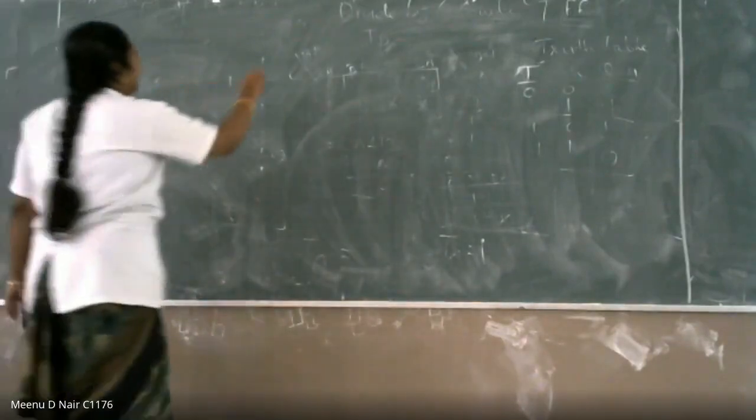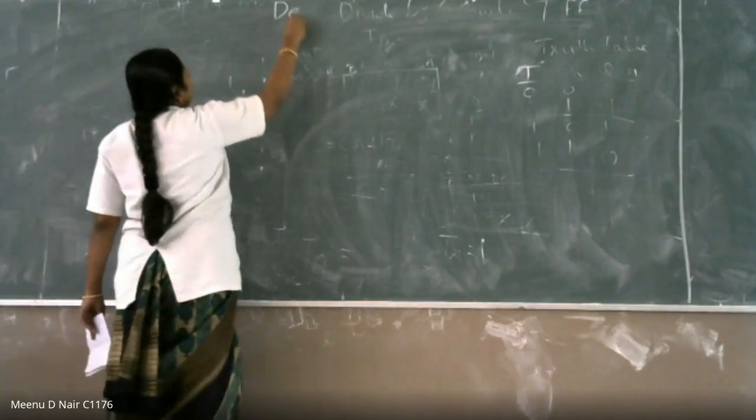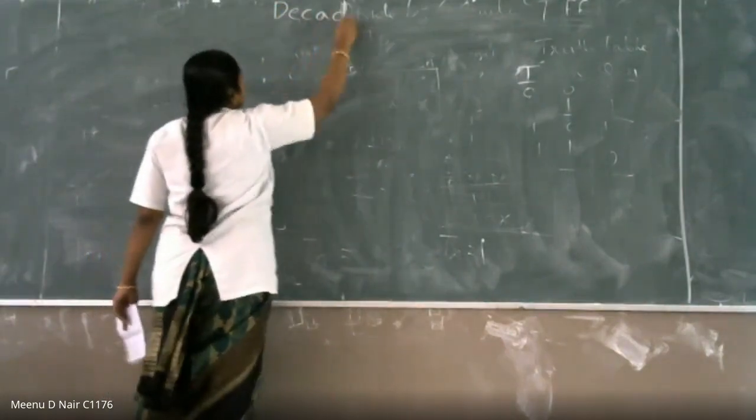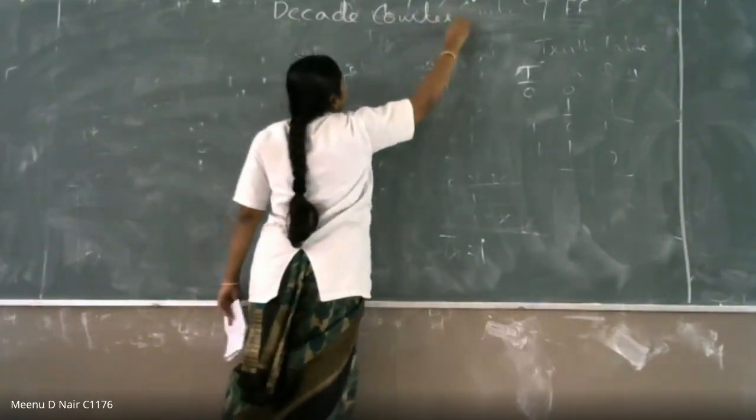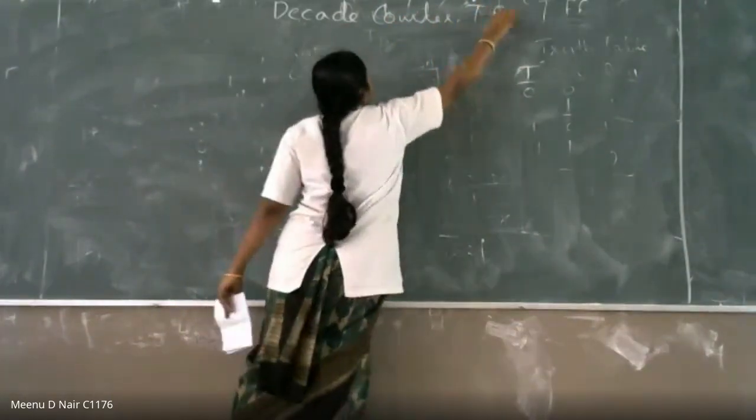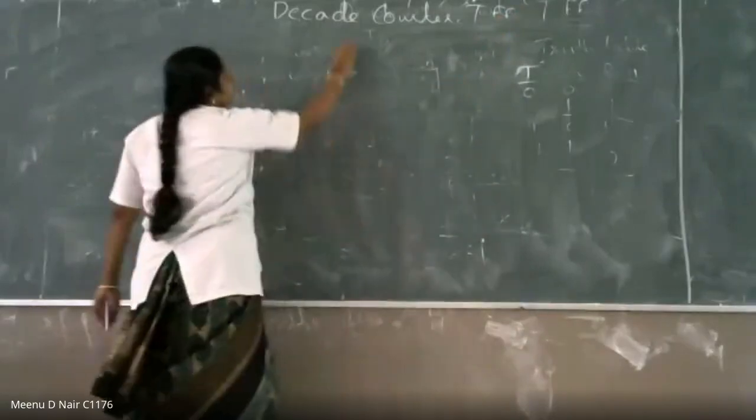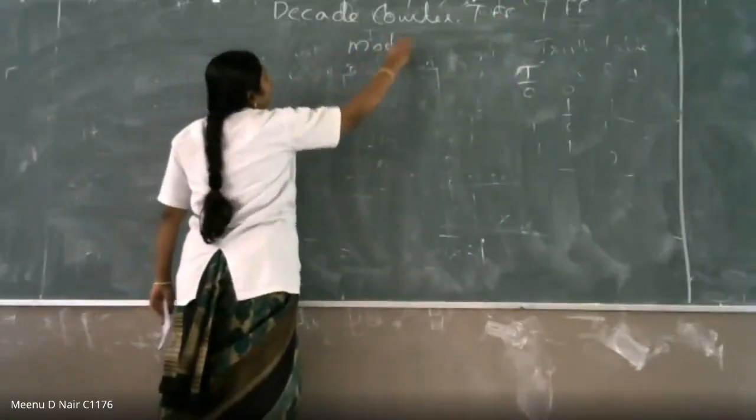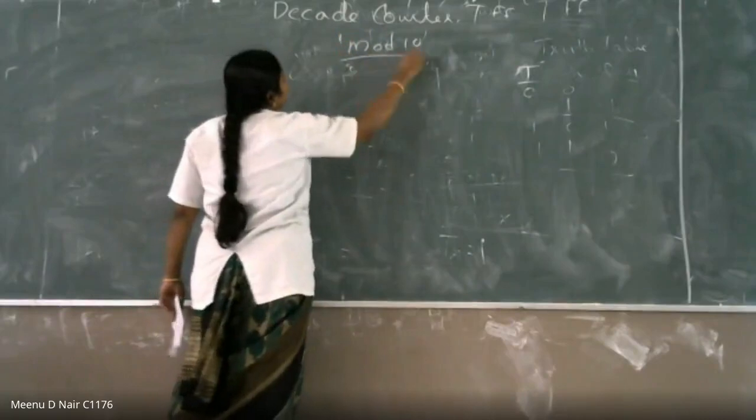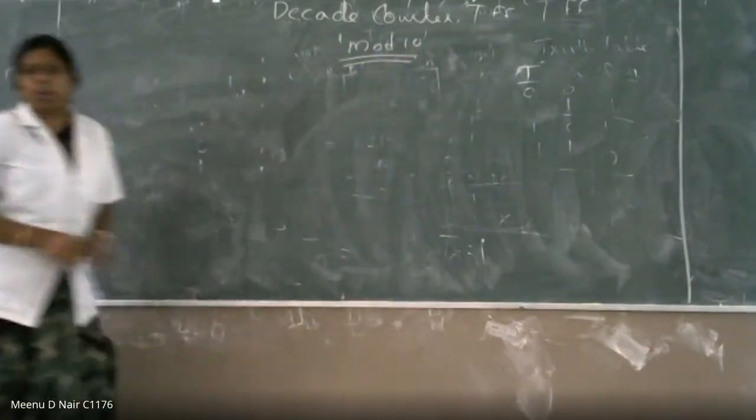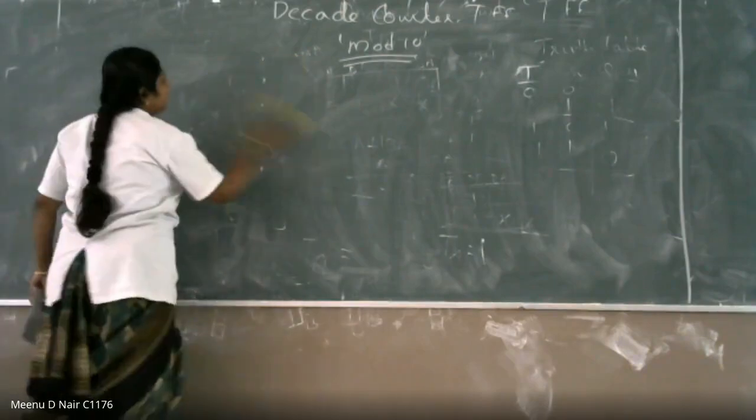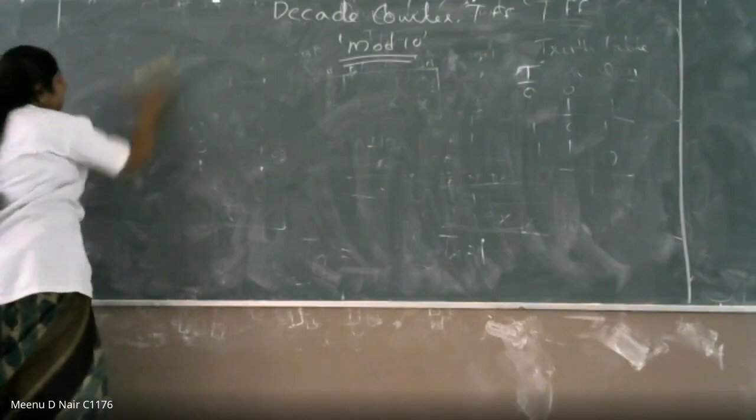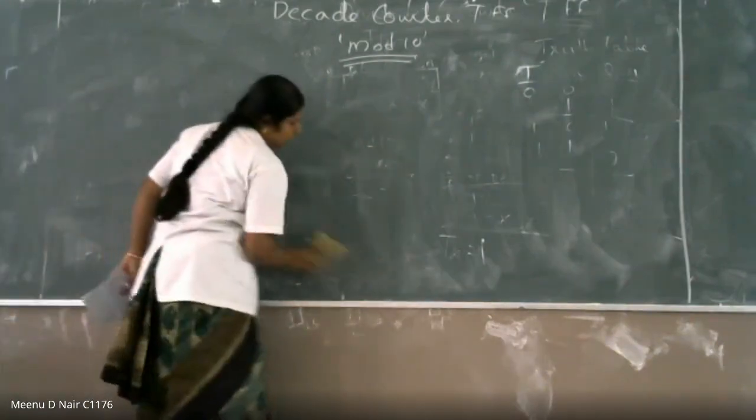Design a decade counter using T flip flop. Okay, so decade is nothing but a mod 10 counter. So design a mod 10 counter using T flip flop. That is your question. We'll start working on that.